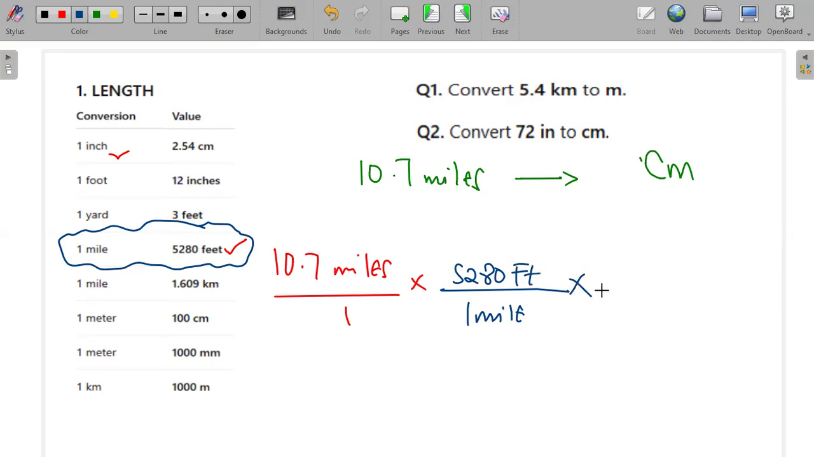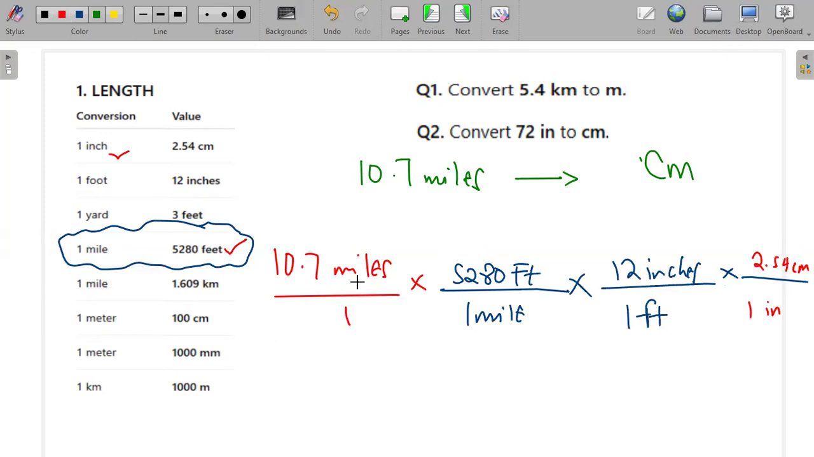And then now I convert this feet to the inches. So 1 foot is equivalent to 12 inches. And then I can convert the inches now to the what? To the centimeters. So here I add 1 inch, okay, is equivalent to 2.54 centimeters. So we're just using dimensional analysis.